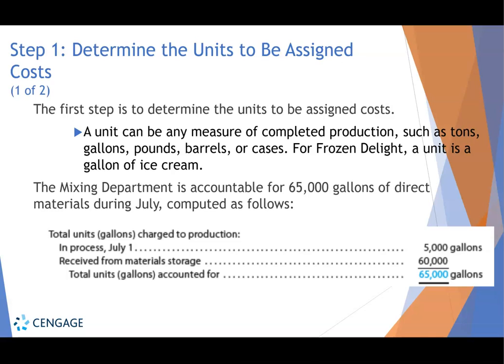The mixing department has to be accountable for 65,000 gallons of direct materials during July. So they started on July 1st with 5,000 gallons. They received from the materials 60,000 materials for 60,000 gallons. So the total units they need to account for are the 65,000 gallons.